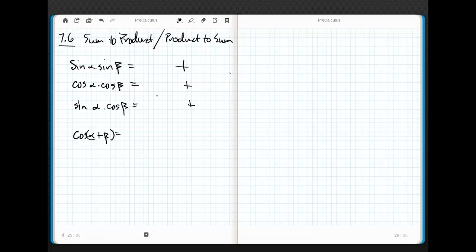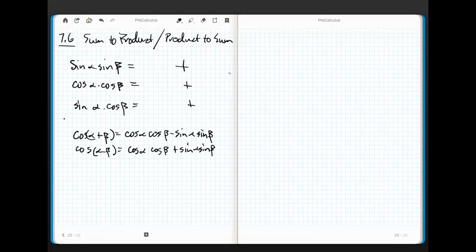We know from our angle sum formulas that this just turns into cos alpha, cos beta, minus sine alpha, sine beta. And then if I take cosine of alpha minus beta, this is cos alpha, cos beta, plus sine alpha, sine beta. Now we've already done this trick before.